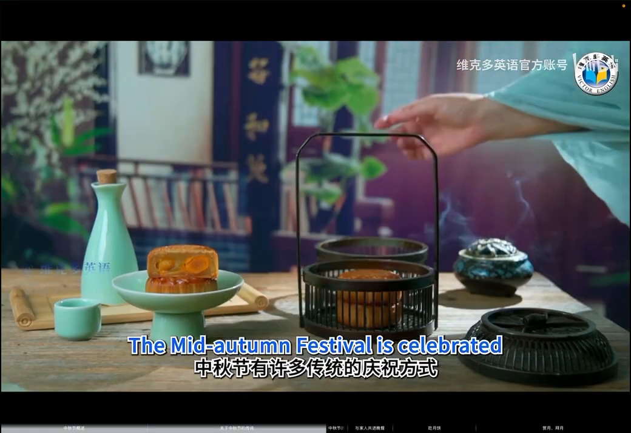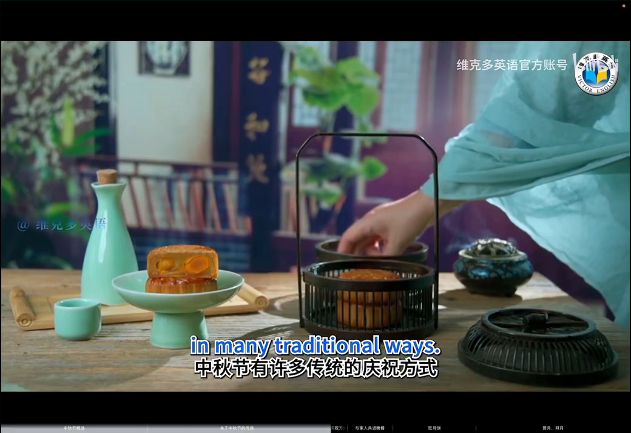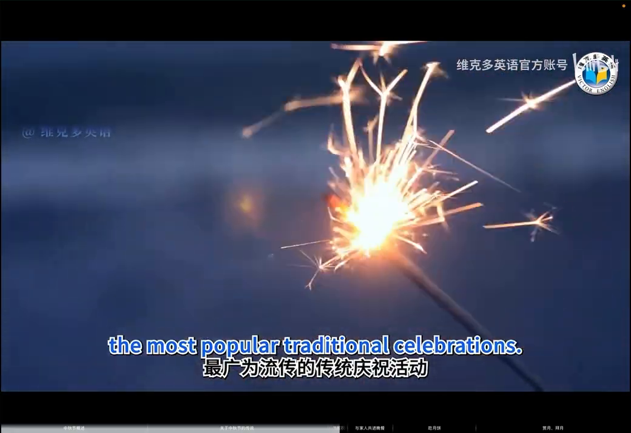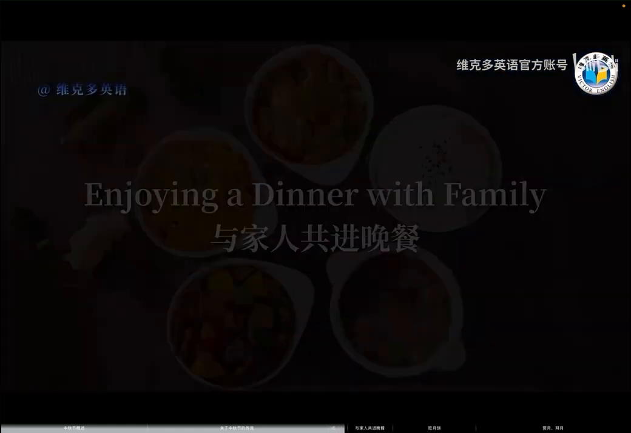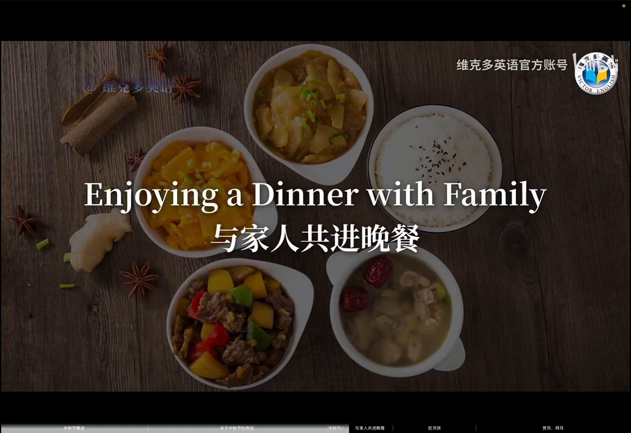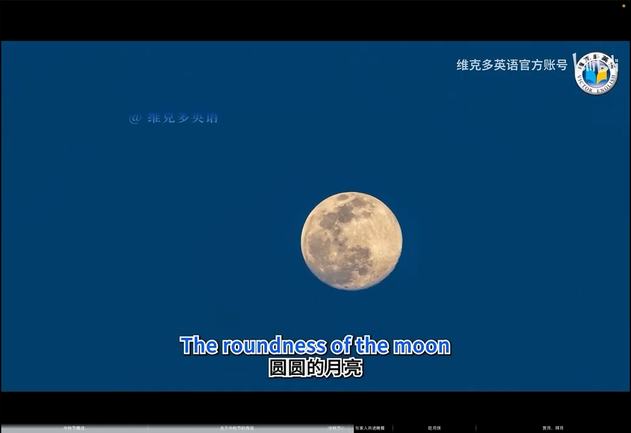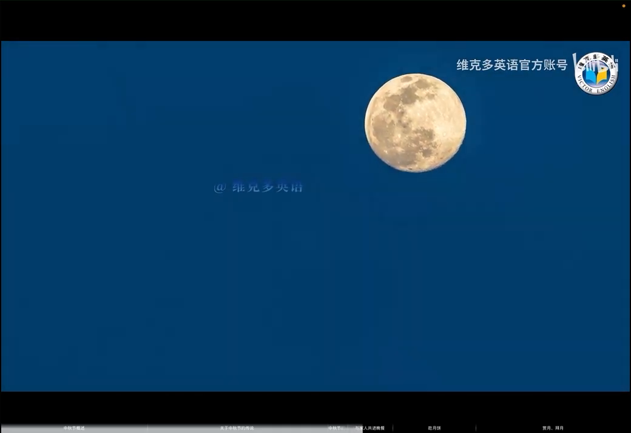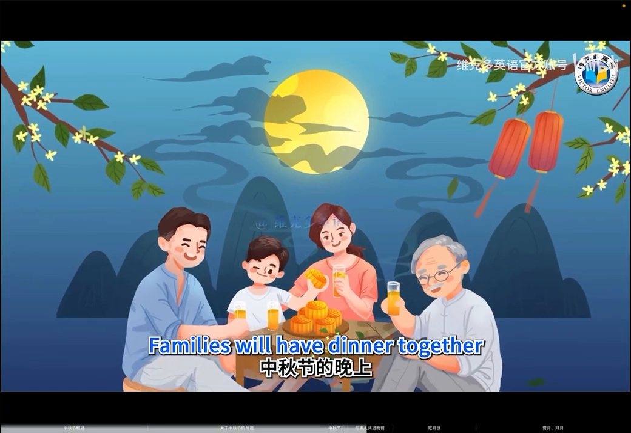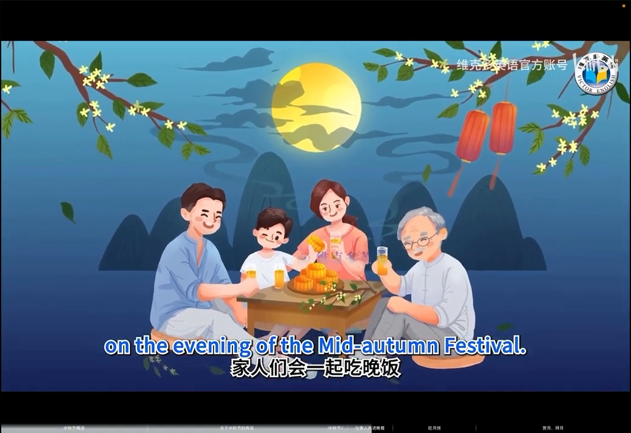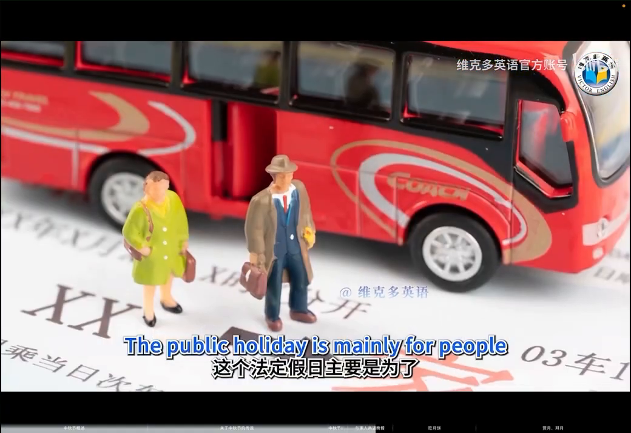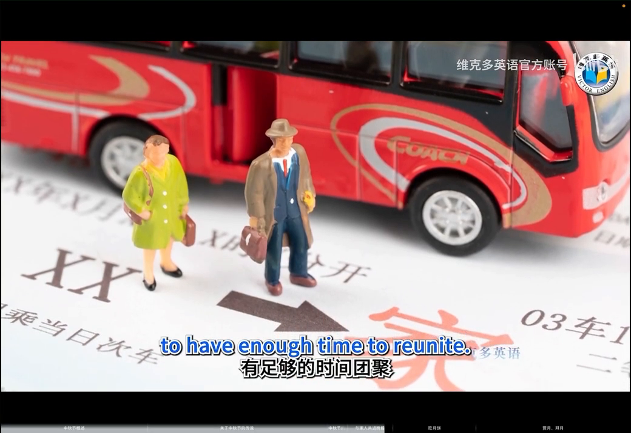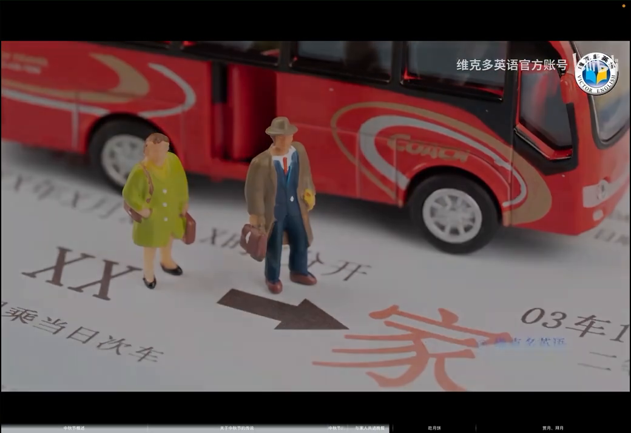The Mid-Autumn Festival is celebrated in many traditional ways. Here are some of the most popular traditional celebrations. Enjoying a dinner with family. The roundness of the moon represents the reunion of the family in Chinese minds. Families will have dinner together on the evening of the Mid-Autumn Festival. The public holiday is mainly for people working in different places to have enough time to reunite.